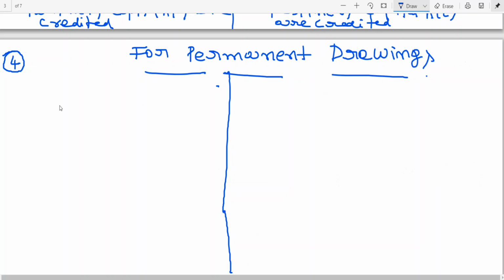For permanent drawings. Permanent drawings means withdrawal of capital from the business. Withdrawal of capital means what I gave you in the last class as an example.